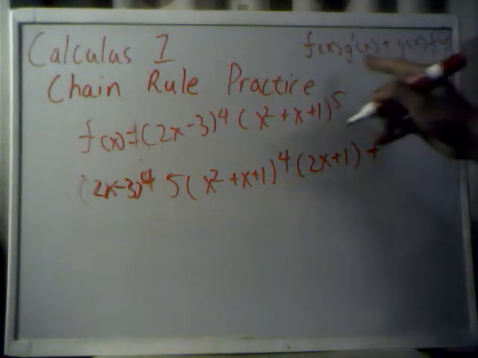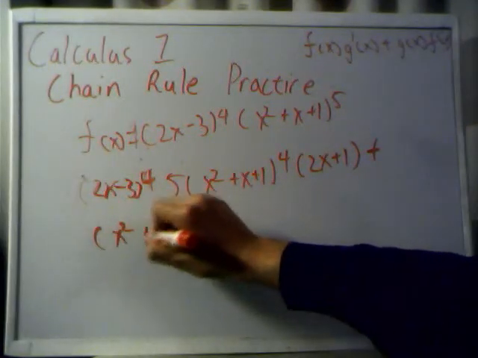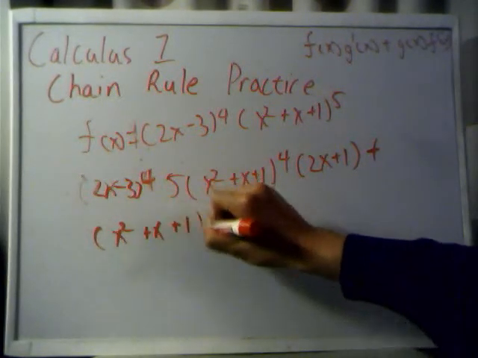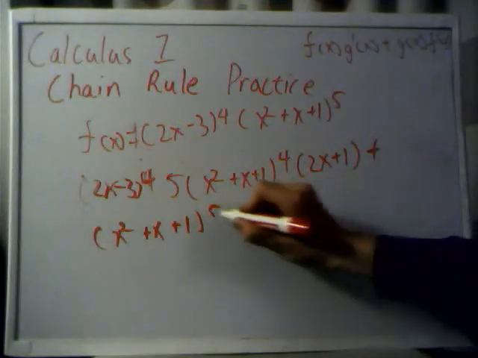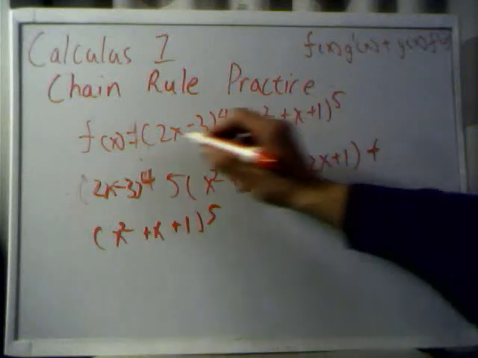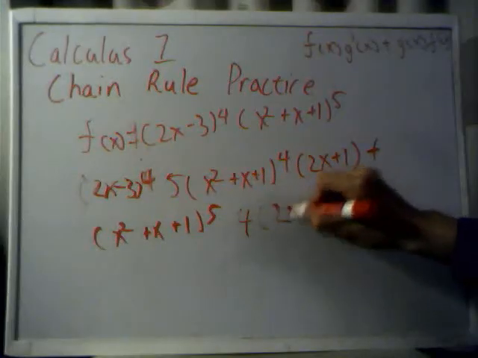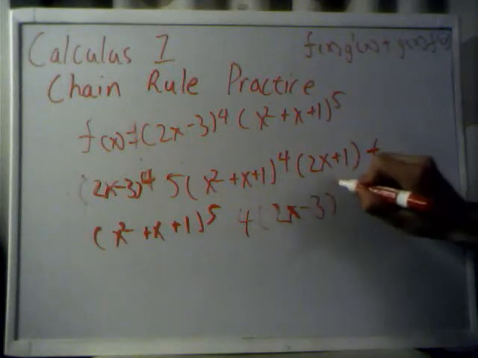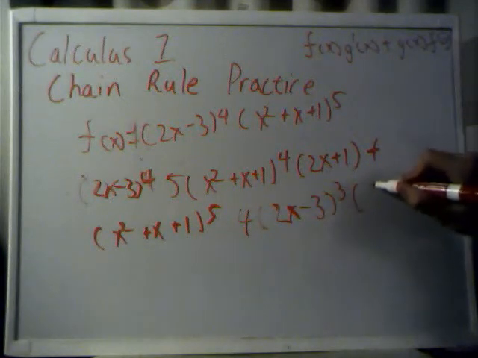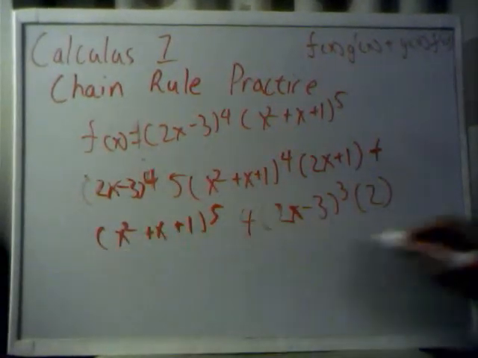Plus the second function, (x squared plus x plus 1) to the fifth, times the derivative of the first, and then you do chain rule again. So the derivative of the outer function, 4 times (2x minus 3) cubed, times the derivative of the inner function, which is 2. Alright, so you get this monstrosity for your answer.